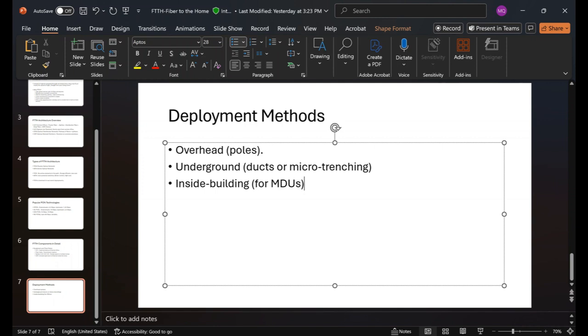In cities, for example, we often use micro trenching, cutting thin slices in the pavement to lay fiber. In rural areas, overhead deployments or aerial deployments on electric poles, mostly in Pakistan, is cheaper and faster.